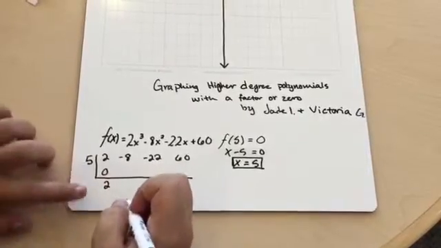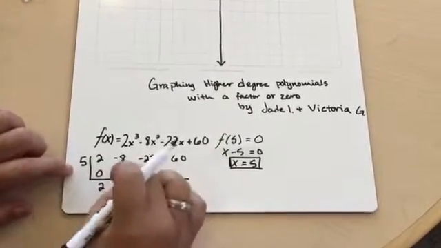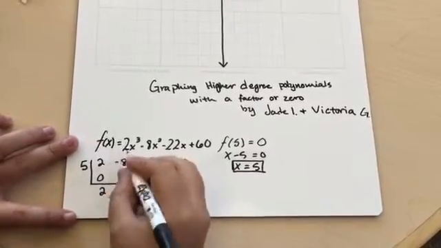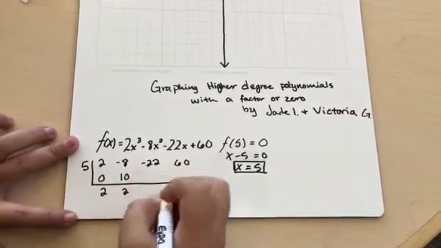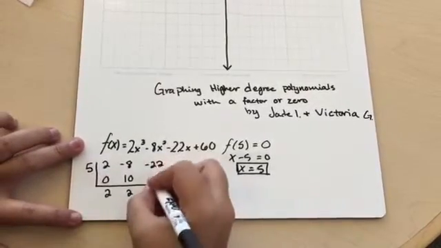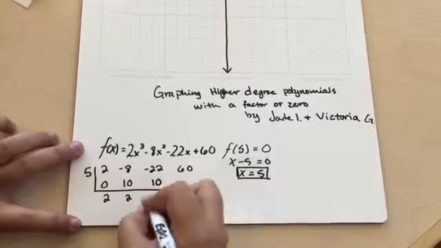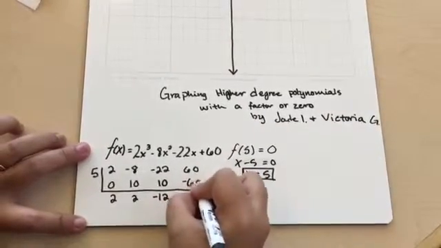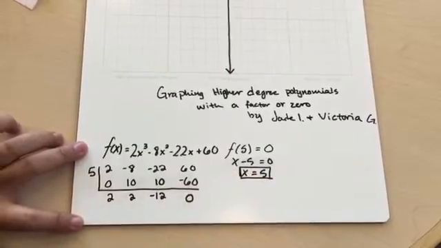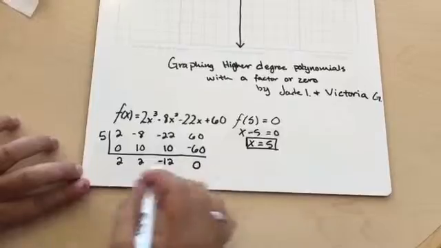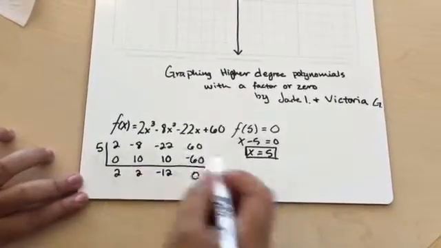And then you're going to multiply each number at the bottom times 5, and then you're going to add it. So 2 times 5 is 10, plus negative 8 is 2, times 5 is 10, plus negative 22 is negative 12, times 5 is negative 60. So then 60 plus negative 60 is 0. And now you can go ahead and start writing your new equation.